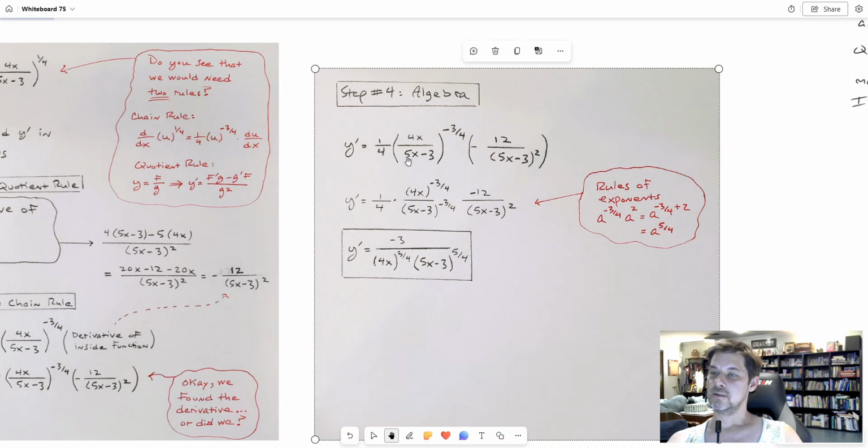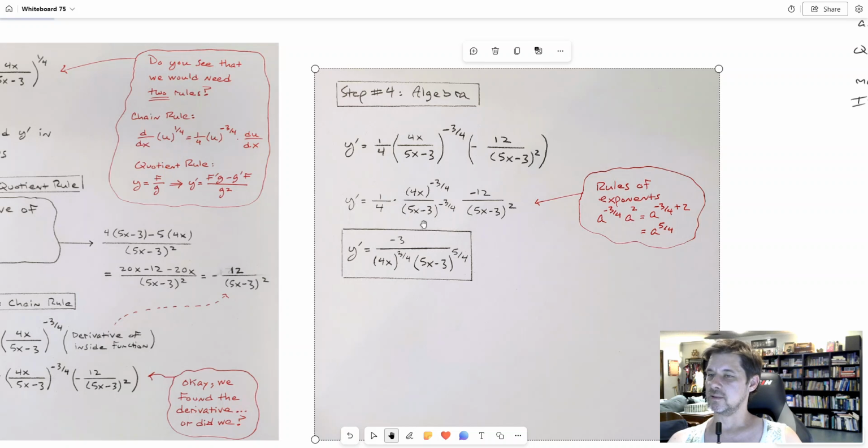Okay, so now I've laid it all out. I got a 1 on top of a 4 times 4x to the negative 3/4 on top of 5x to the negative 3/4, times negative 12 on top, and (5x minus 3) squared on the bottom. Now see what can be combined here. First of all, negative 12 divided by 4 is negative 3. As for 4x to the negative 3/4, I can't do anything to make that simpler than it already is. I could take it and put it under the bar, and its exponent will become positive. I could do that, all right?